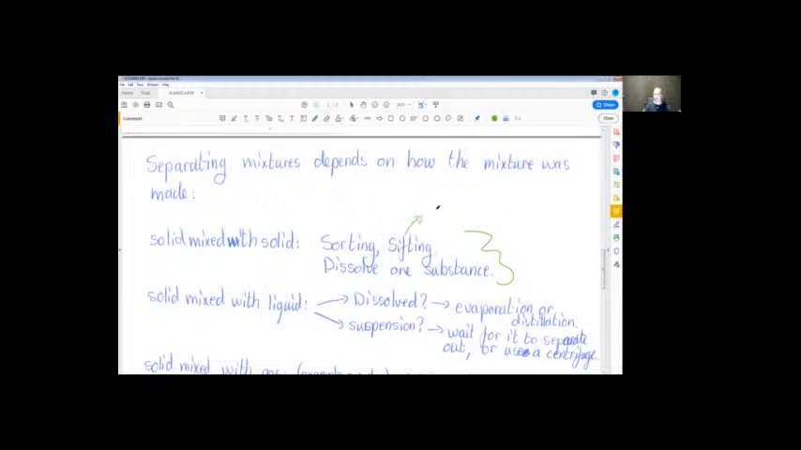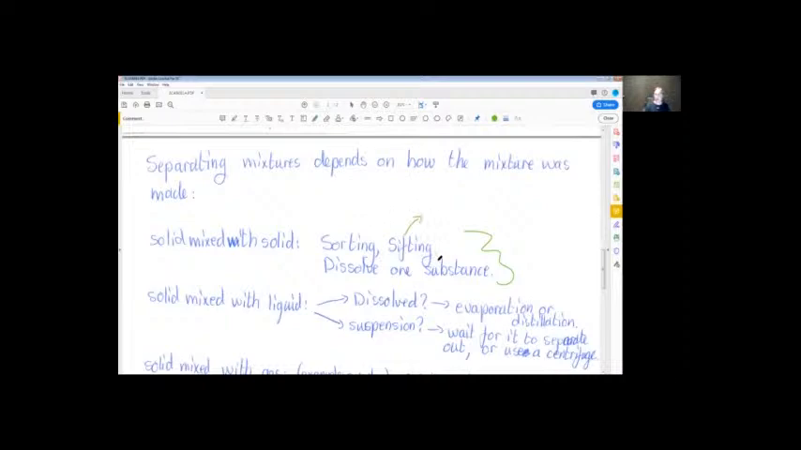Sifting literally means that you take the substance and you put it through a series of sieves, one of which has smaller gaps than the other, in order to separate out different sized particles. So this would be useful if you had, say, little rocks mixed in with sand or something like that.